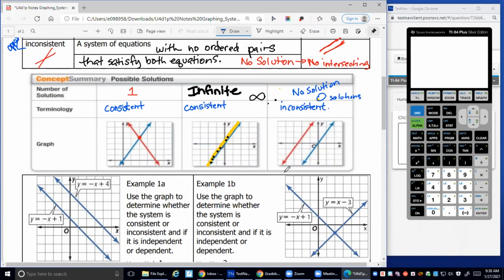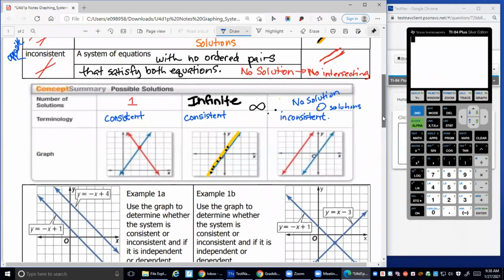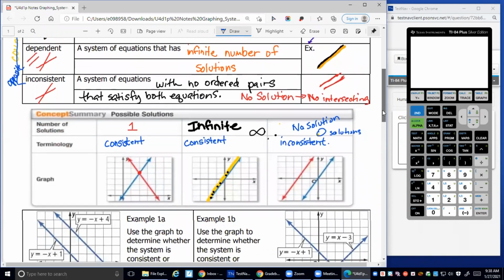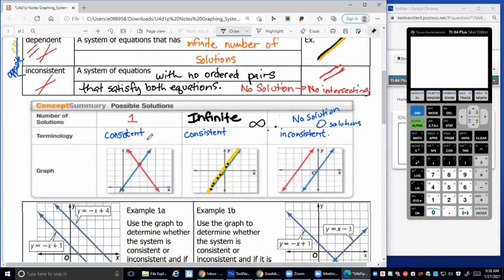All right. And then let's talk about the next one, independent and dependent. Let's look at our definitions. Independent is when you have exactly one solution, right? And dependent is when you have an infinite number of solutions, right? So it's either one or infinite. So when I look at this first graph, is this independent? You can put Y or N, that way you don't have to type so much. All right, it is independent.